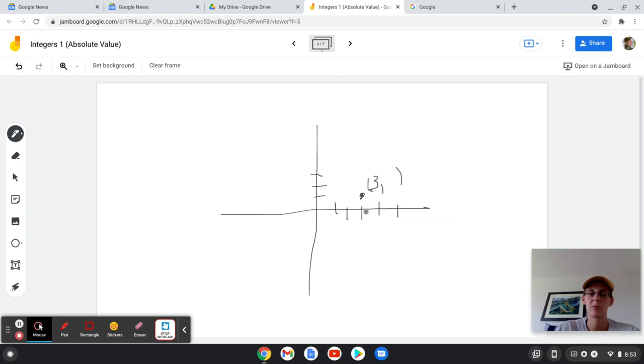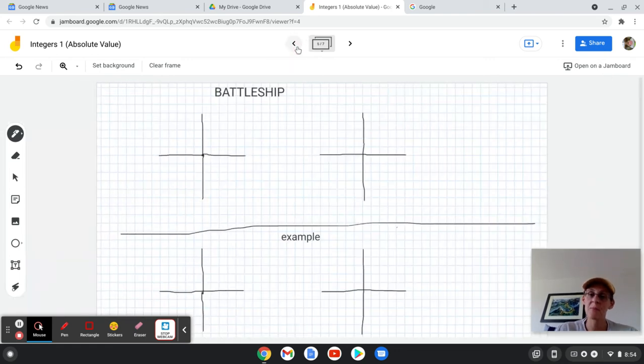And then I jumped up 1, so that would be a +1. Okay. Once we feel like we're starting to get that, you guys are going to do Battleship. You can do it right on this Jamboard. This is in your Google Classroom, so you can go ahead and do it on here. You could even, if you wanted to do this on the Jamboard, you can do that as well.